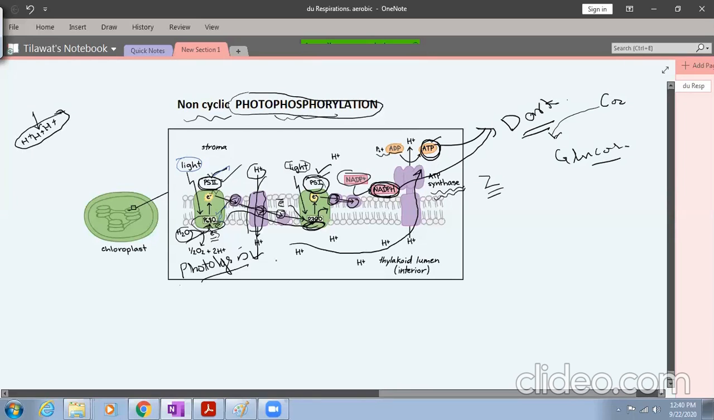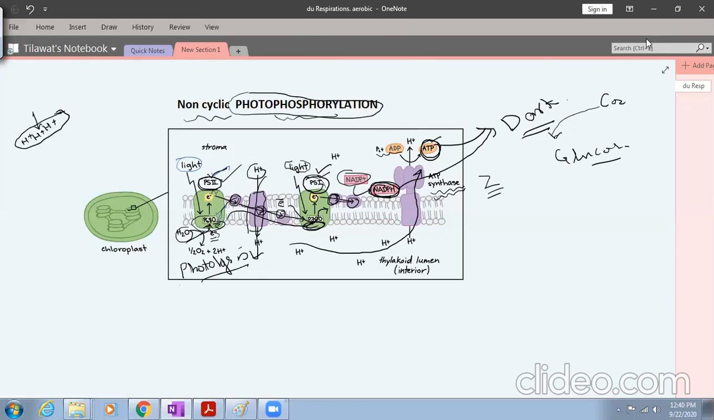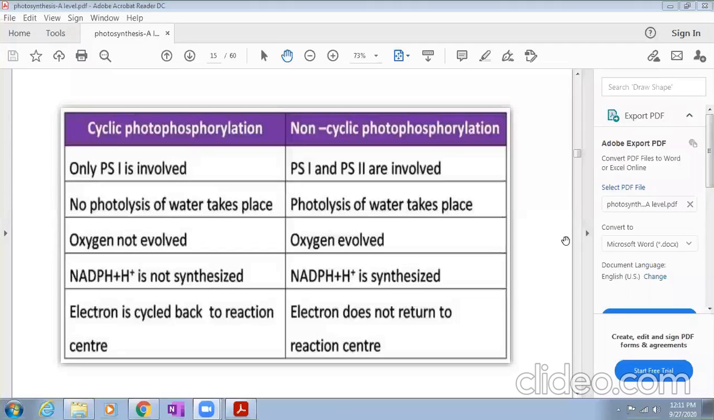Am I clear? Now, this is non-cyclic photophosphorylation. Sometimes plants also follow cyclic photophosphorylation. All right. Now, what is the difference between cyclic photophosphorylation and non-cyclic photophosphorylation? In cyclic photophosphorylation, only photosystem 1 is involved. In non-cyclic, photosystem 1 and 2 are both involved.